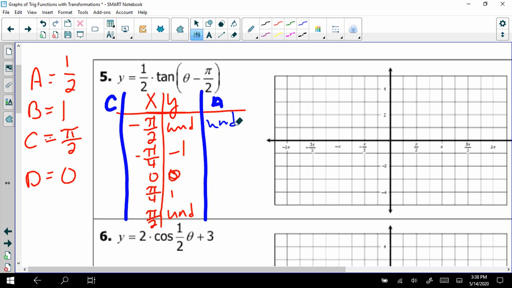Sorry, my brain wasn't working there for a second. Negative 1 times 1/2 is negative 1/2. 0 times 1/2 is 0. 1 times 1/2 is 1/2. Undefined times 1/2 is still undefined. And then for the C, I'm going to add pi over 2. So negative pi over 2 plus pi over 2 is 0. And I'm going to let you do the rest.